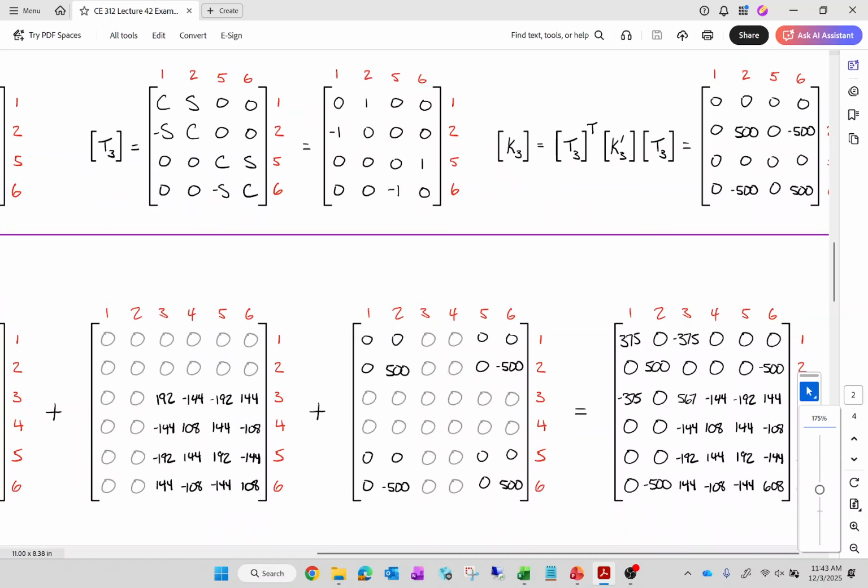Do you understand this? Let's take element number 3. So element number 3 goes 1, 2, 5, 6. If I'm assembling that for the structure as a whole, I have this empty 6 by 6 matrix, and I put the terms where they go. So this, and this, and this, and this, etc. Do you understand how you could get from here to here?